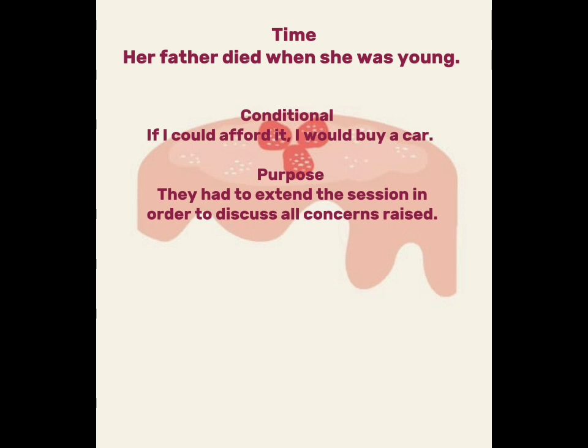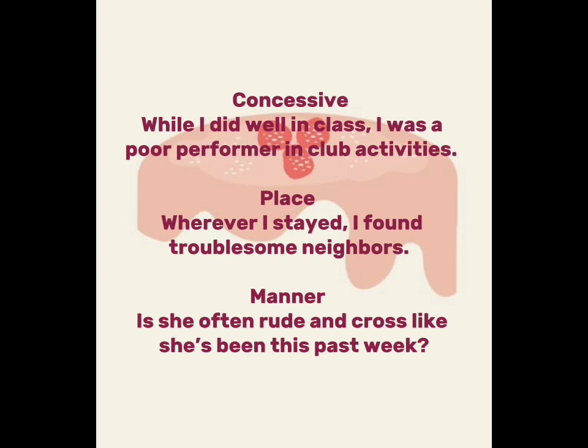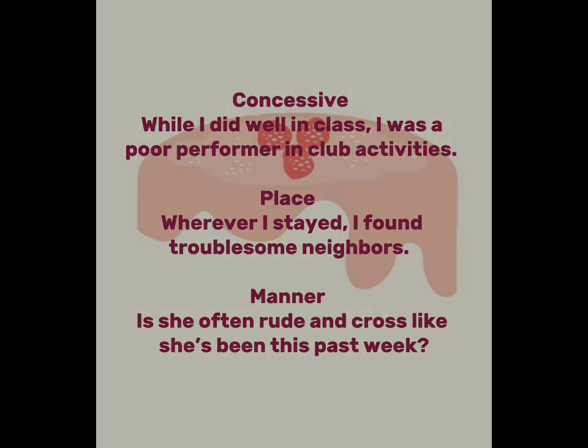For the concessive: while I did well in class, I was a poor performer in club activities. For the place: wherever I stayed, I found troublesome neighbors. For the manner: is she often rude and cross like she's been this past week?